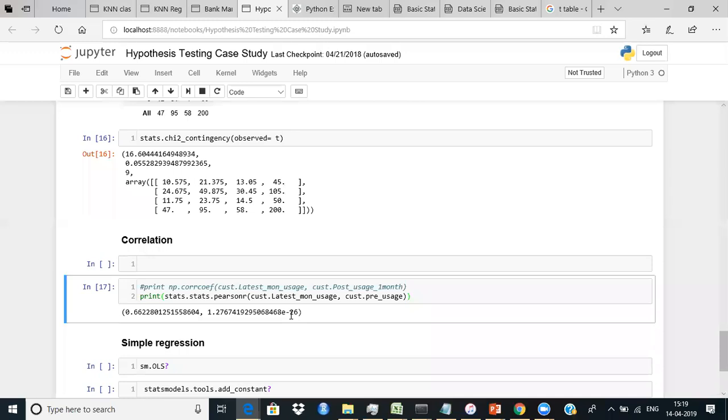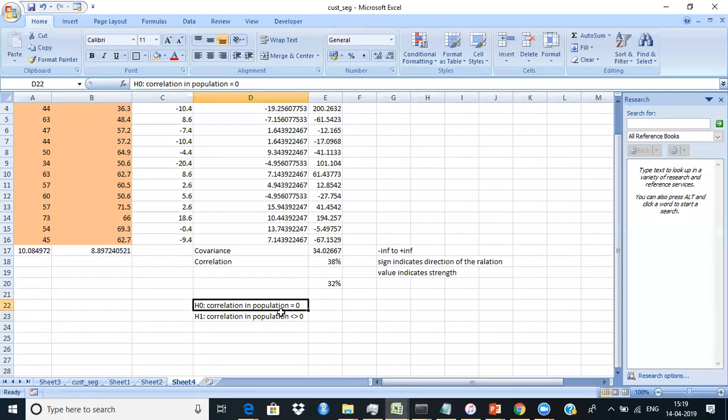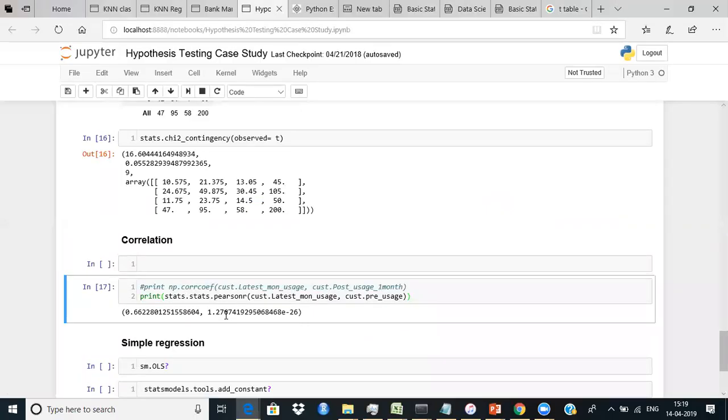Okay. So if this p-value is less than 5%, what is your conclusion? Alternate, sir. Alternate says what? Null says equals to 0. Alternate says not equals to 0. Population correlation is not equal to 0. That means there is correlation. Yes. That's the conclusion.